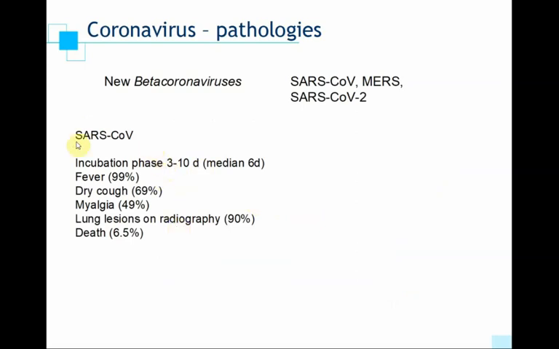So for SARS coronavirus, the incubation phase was 3 to 10 days with a median of 6 days. Almost everybody who got infected had a fever, dry cough, muscle ache, and lung lesions, so the virus is infecting the lower respiratory tract, and there was a 6.5% death rate. So this is a very, very serious condition. Yeah, that was in Toronto.